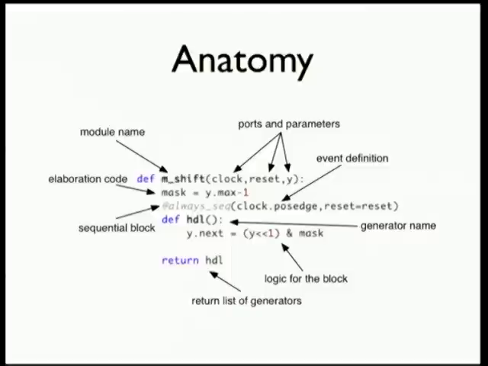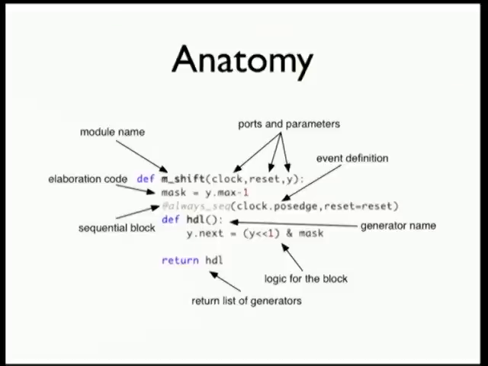Okay, here's the anatomy of a MyHDL module. It's just a Python function, but we say ports and parameters instead of what for a Python function we usually just call arguments. Ports are going to be signals, and the parameters are just going to be things that will define how our circuits are going to work.